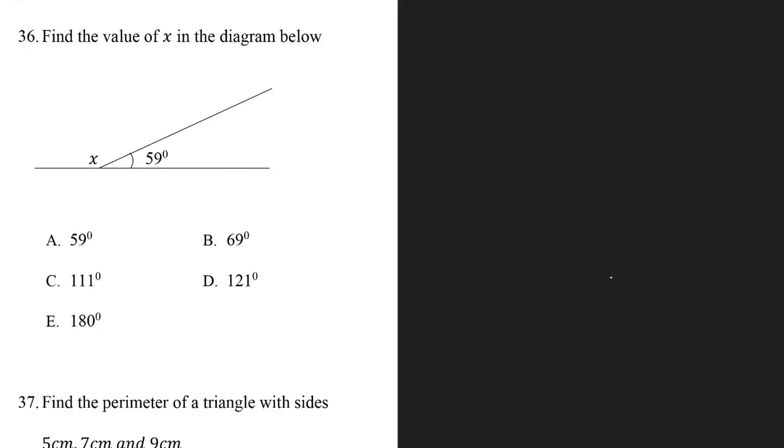Alright, question 36 states: find the value of x in the diagram. Remember that the sum of angles on a straight line is 180 degrees. So if you add this plus this 59, it should give you 180 degrees because this is a straight line. So we're going to say x plus 59 is equal to 180 degrees.